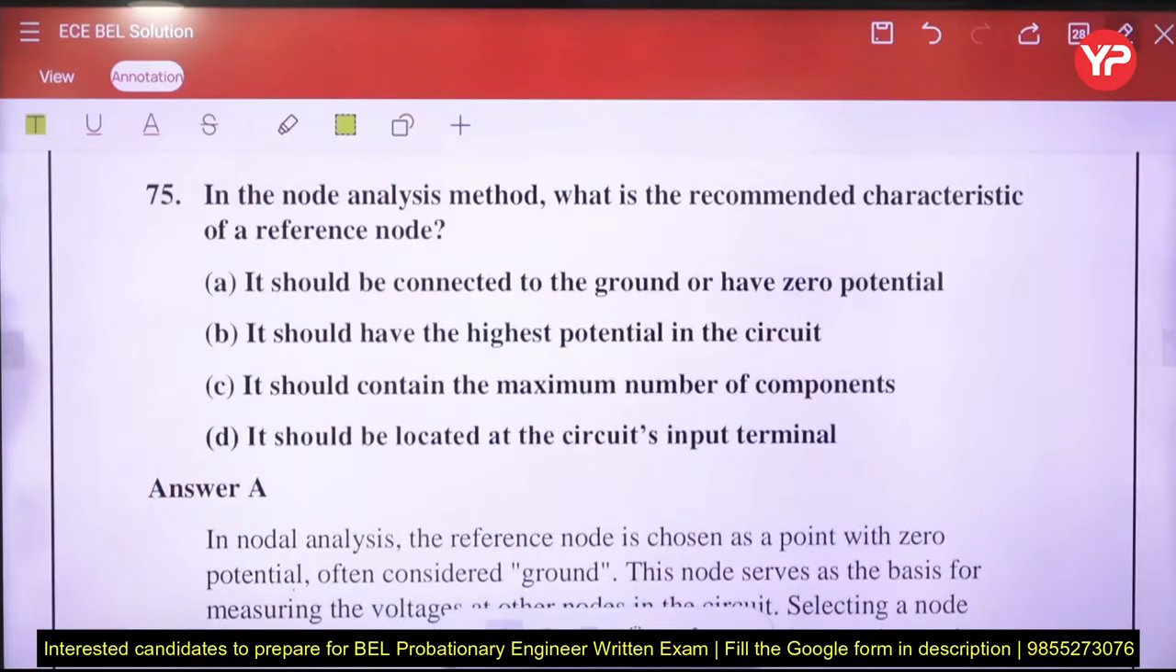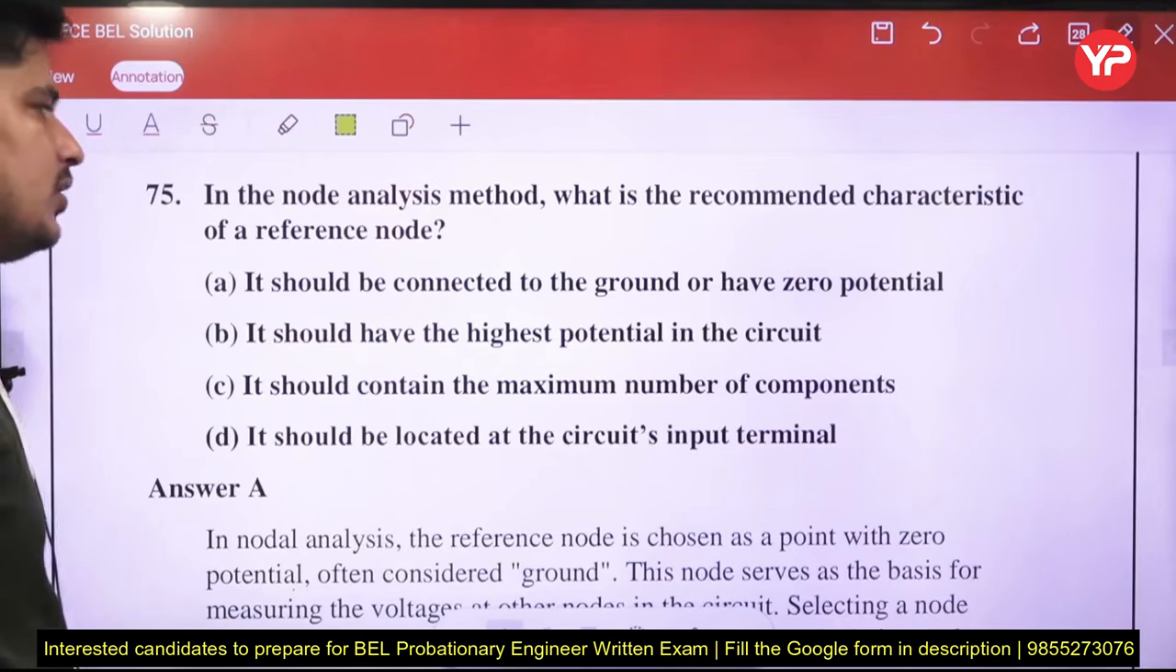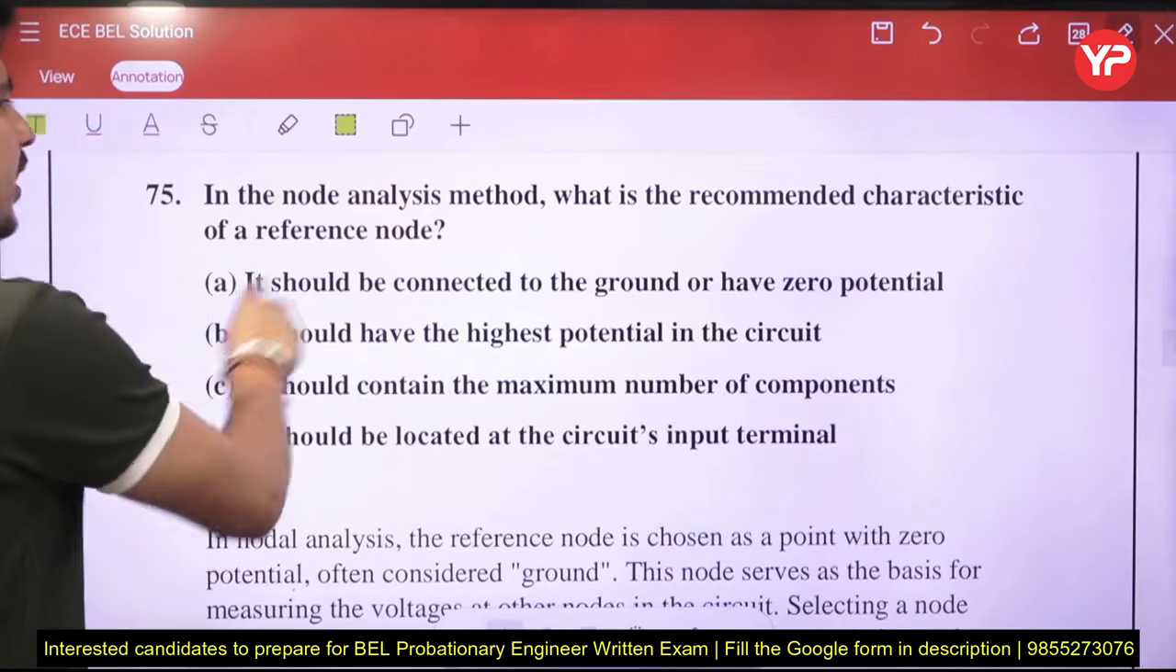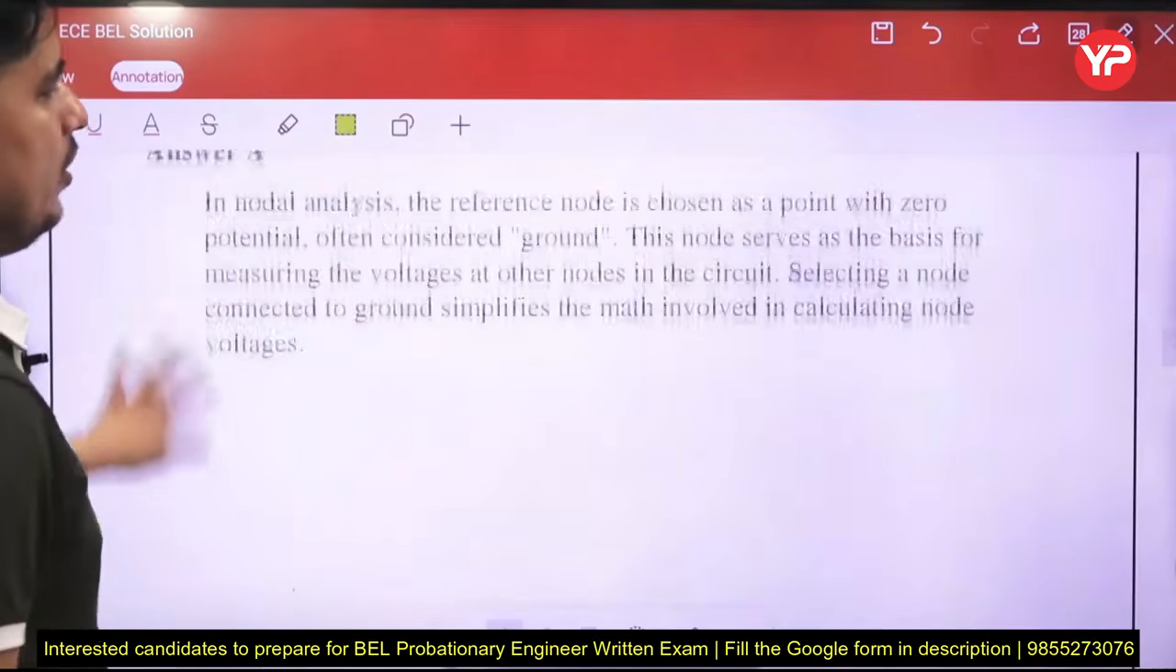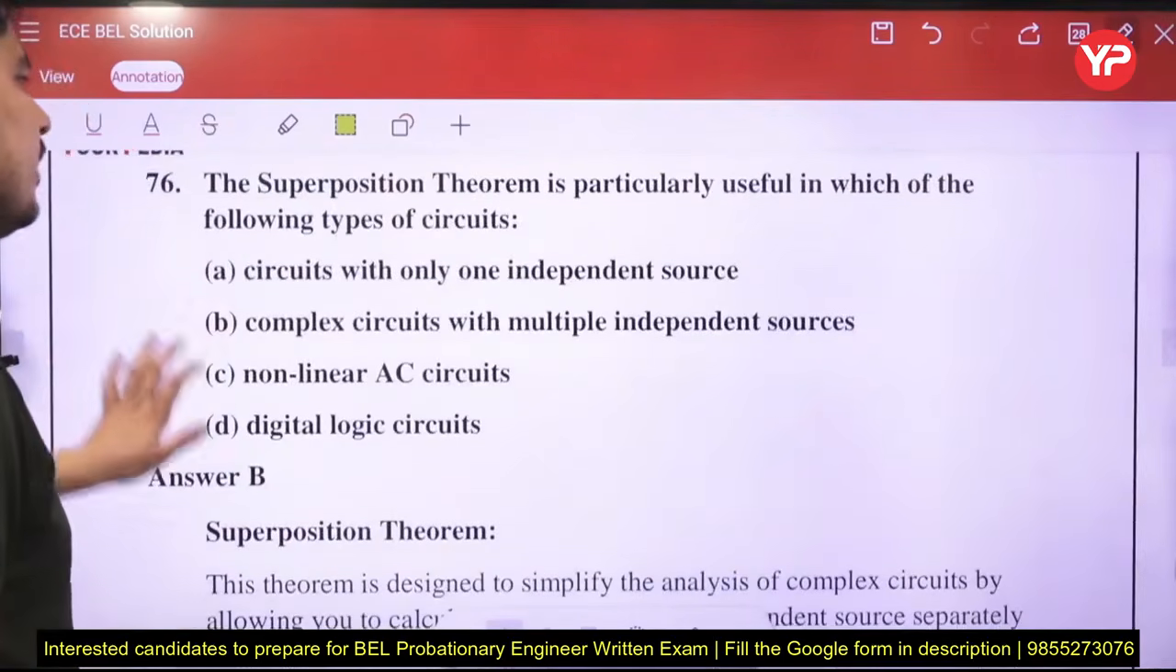In the node analysis method, which characteristic is recommended for a reference node? See, we generally choose a reference node which has zero potential or ground potential, right? We should connect it to the ground or zero potential to calculate the other voltages with respect to that one.